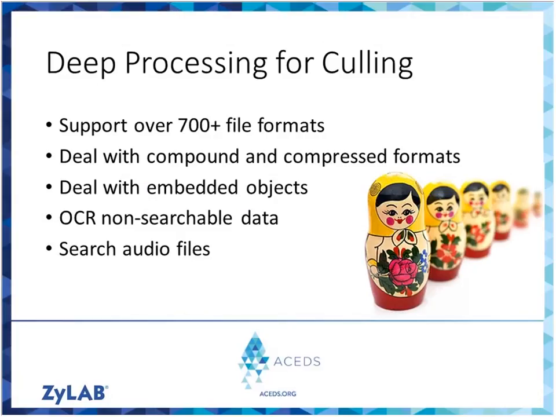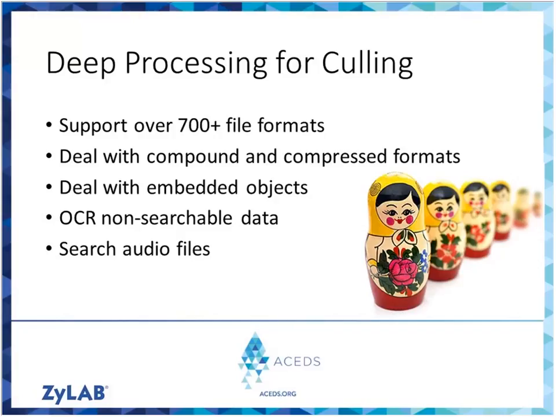This is also why organizations such as the UN War Crimes Tribunals, a lot of other high-profile government agencies use our technology, because they know that if it's in there somewhere, if you turn on all the bells and whistles in the ZyLAB processing, you will definitely find it. This is because we support more than 700 electronic file formats. So we can extract text from more than 700 electronic file formats, including meta information. But we can also deal with compound and compressed formats.